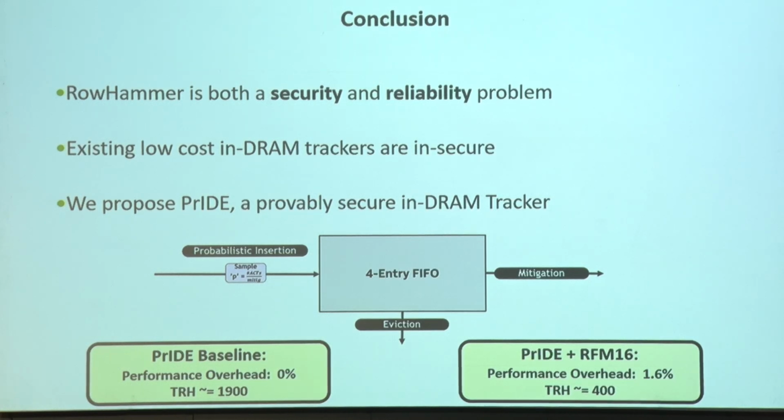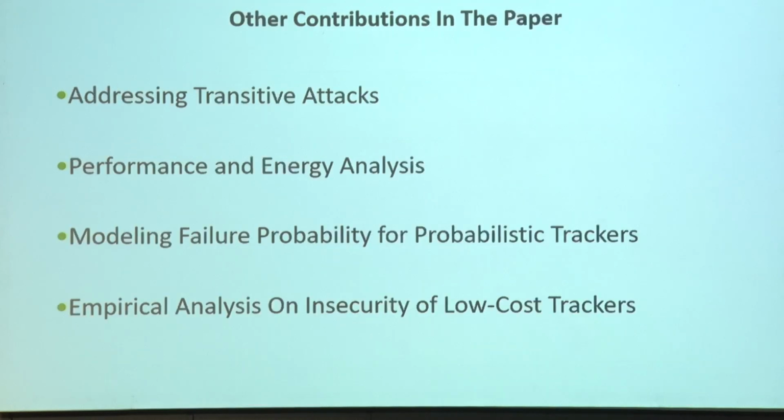However, we're showing that it is actually possible to design a low-cost in-DRAM tracker if we use a principled approach to tracker design. PRIDE is the first secure low-cost in-DRAM tracker that can address not only the Rowhammer thresholds of today, but we can actually scale it to the thresholds of tomorrow.